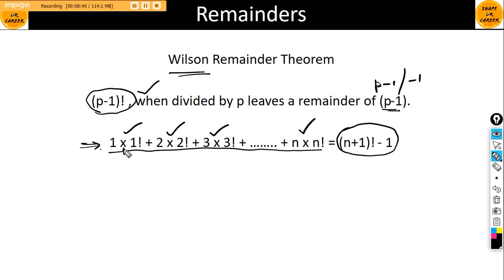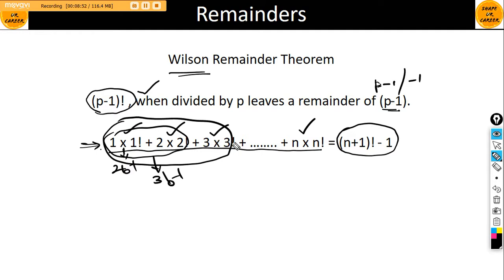If I take only first term, it can be written as 2 factorial minus 1. If I take first two terms, they add up to 5. It is equivalent to 3 factorial minus 1. If I take first three terms, so this is 6 multiplied by 3, 18, 18 plus 5 is 23, which is equivalent to 24 minus 1, which is 4 factorial minus 1. So out of this, we can deduce that it is equivalent to n plus 1 factorial minus 1.